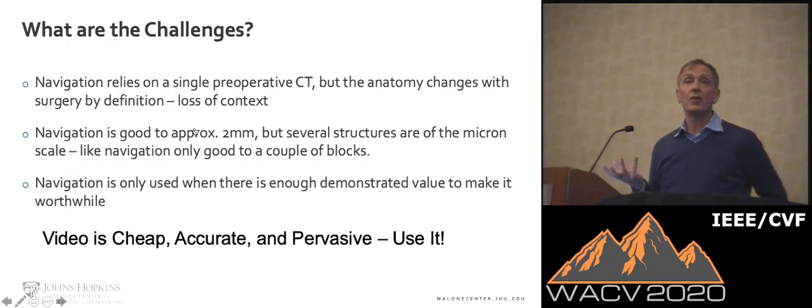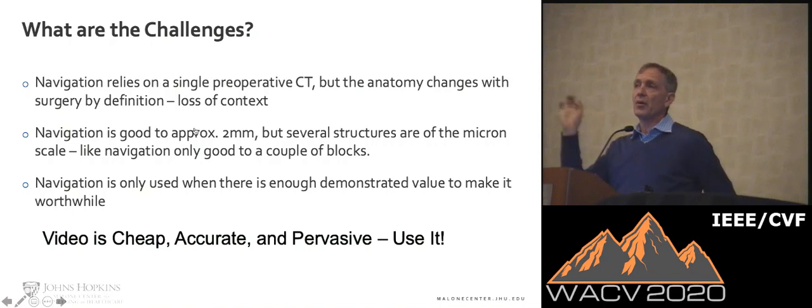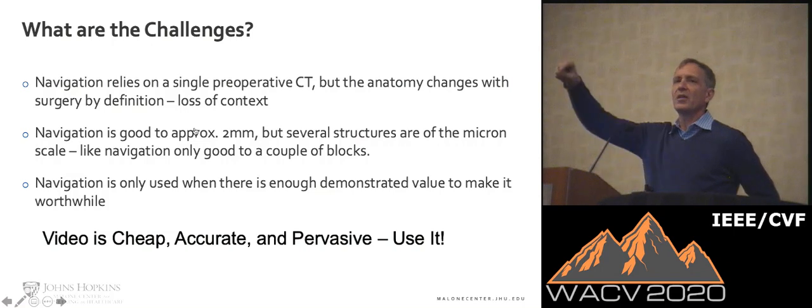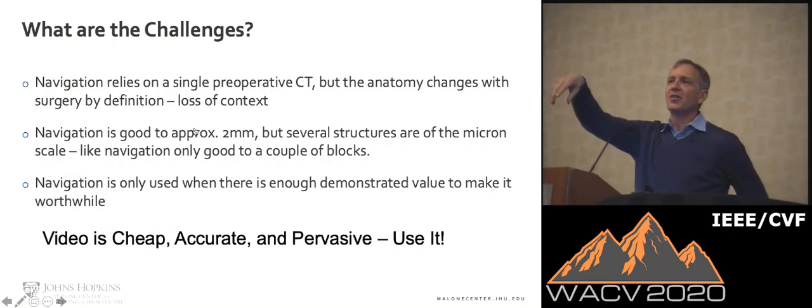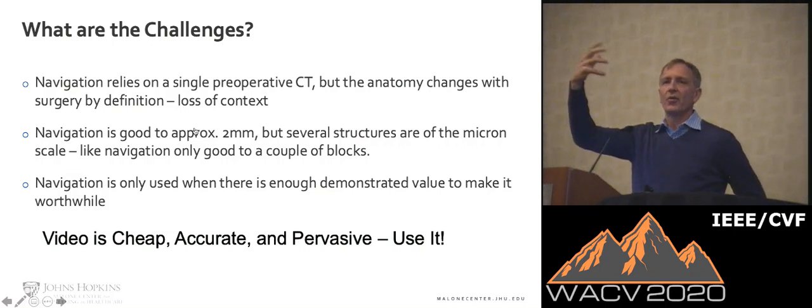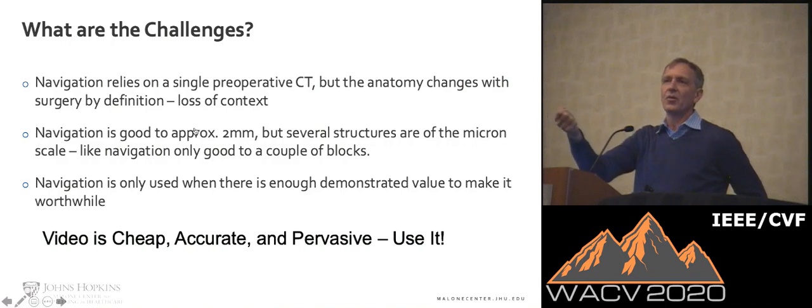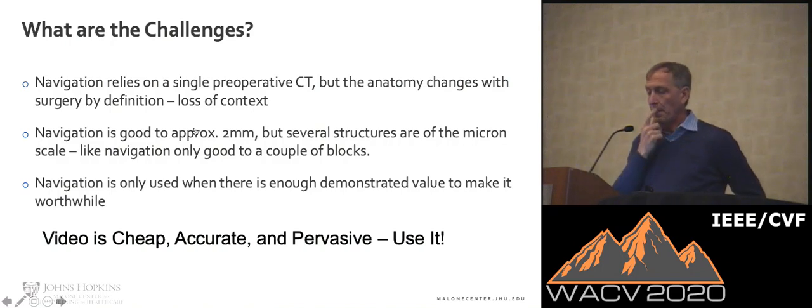The second is it's only good to about 2 millimeters. The bony structure that covers the carotid artery is less than 1 millimeter thick. So a surgeon of mine says it's kind of like navigating with Google Maps, except Google Maps is only good to a few blocks. So you put in a destination, you can kind of get there, but then you gotta kind of poke around because it doesn't give you the resolution to get down to the house.